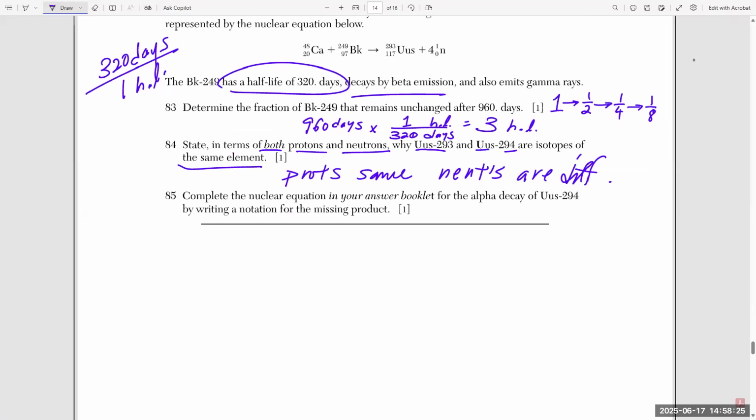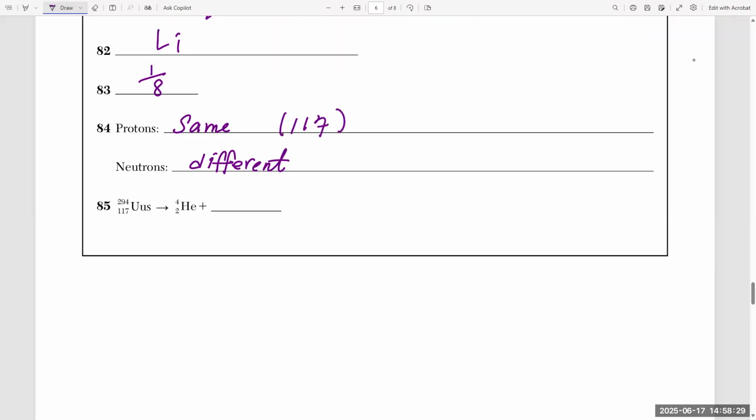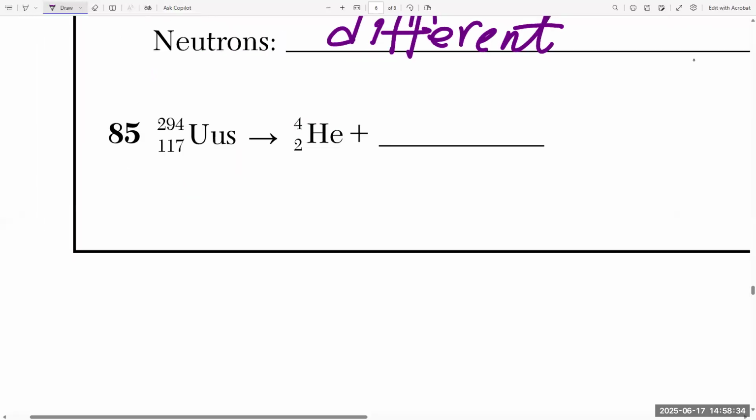All right, final. Complete the nuclear equation in your answer booklet for the alpha decay of Uus by writing a notation. All right, so let's take a look. This is super easy. Don't screw this up. Look, it's 117 on the left side. And on the right side, you already have a 2. So how do you complete that? It's going to be 115.